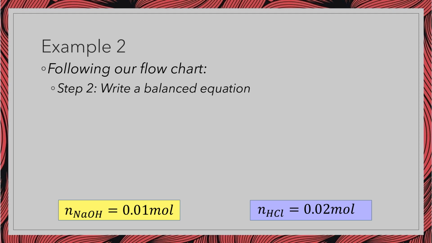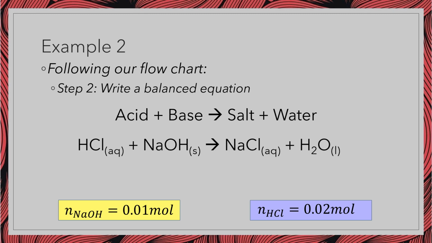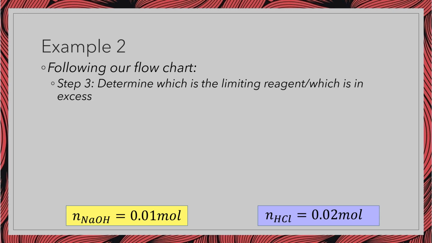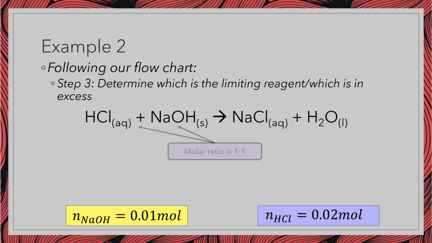Now, we have number of moles of NaOH is 0.01, number of moles of HCl is 0.02. So we need to find out how they react. Write a balanced equation. We know hydrochloric acid is an acid and sodium hydroxide is a base, so when they mix we get a salt plus water. So it's going to give us sodium chloride and water. Just double check that's all balanced. Looks okay to me. So from that we need to determine the molar ratio: 1 to 1, nice and easy.